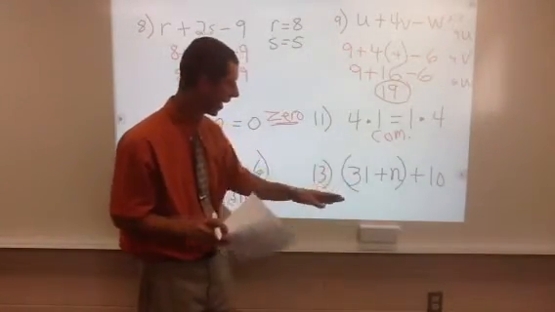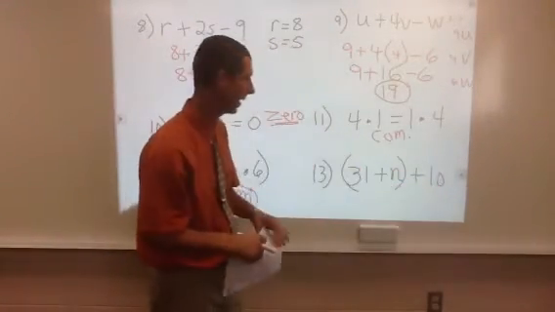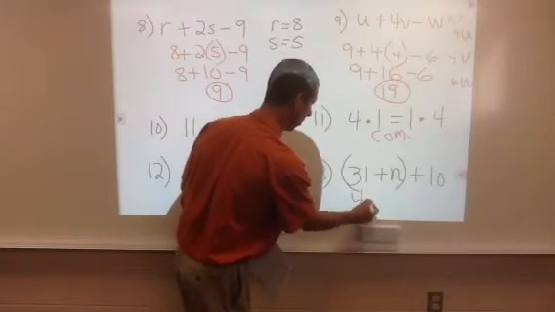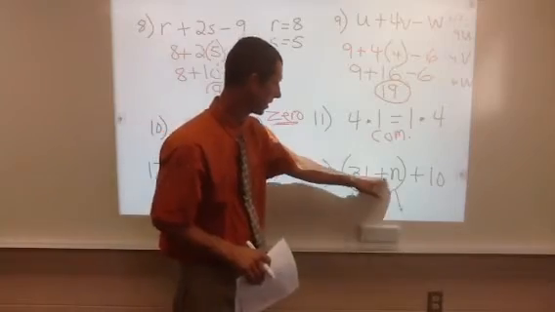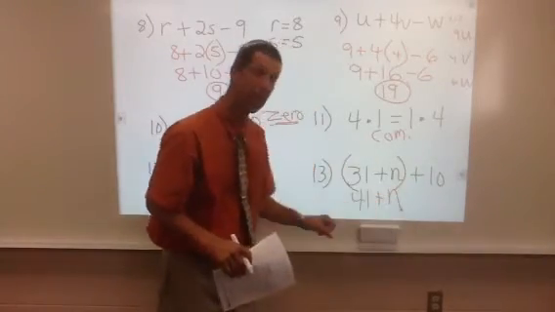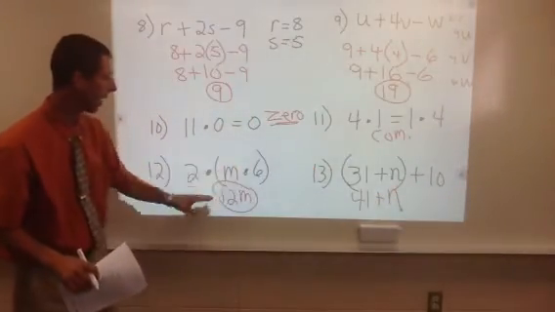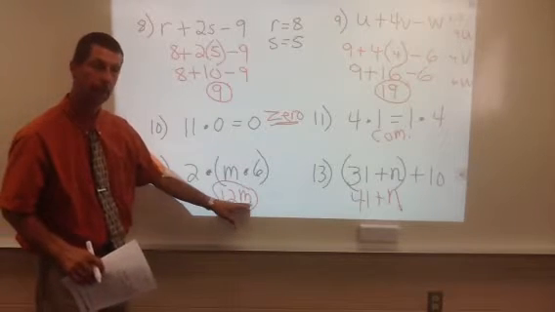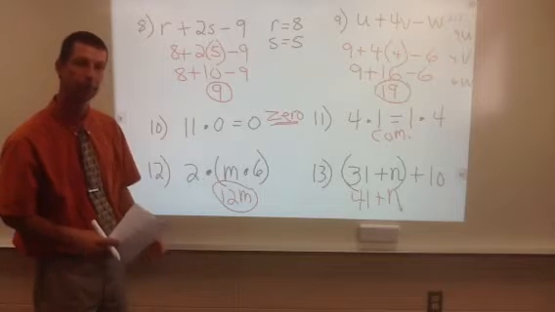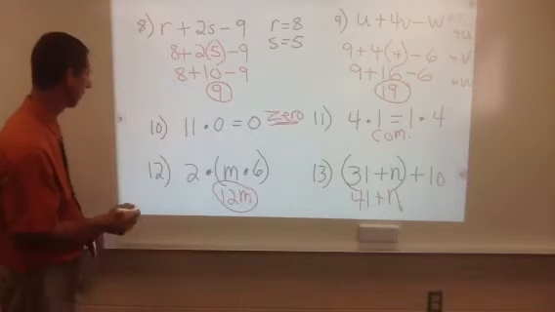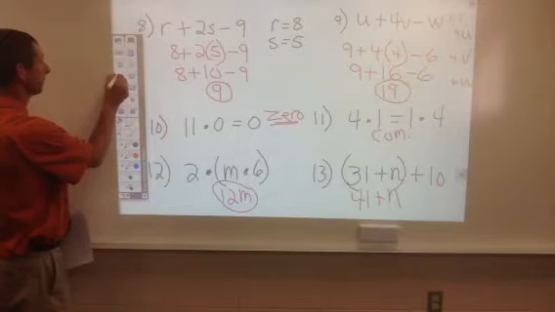Over here, same thing. Put our like terms together, 31 and 10 we can combine, that's 41. Okay, plus our variable, which is n. Now remember, this is an addition problem, so 41 plus n. This was a multiplication problem, so 12 times m. You've got to pay attention to the operation signs when you're combining or simplifying these type problems.